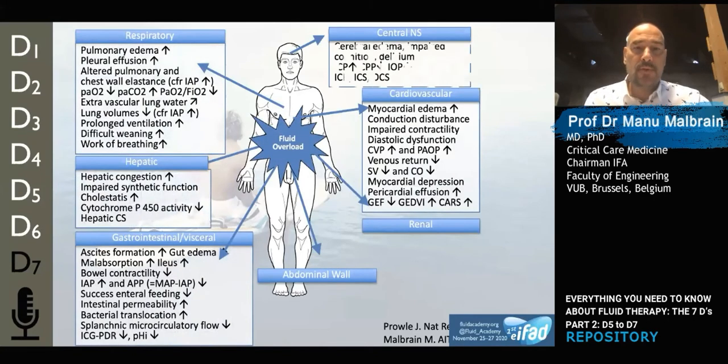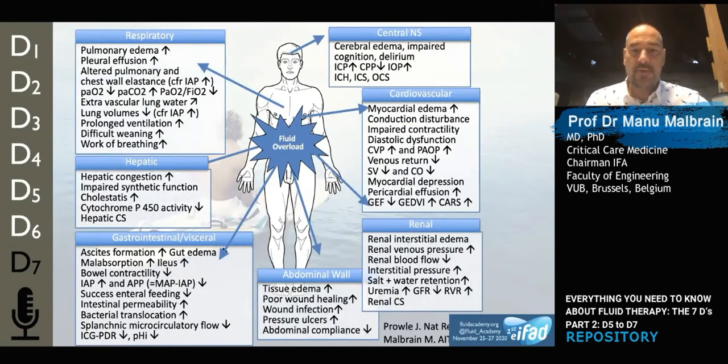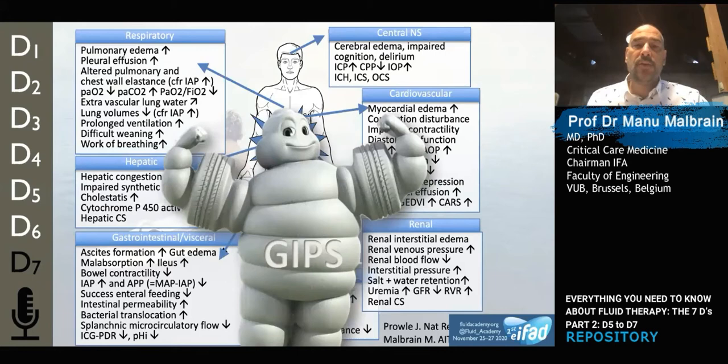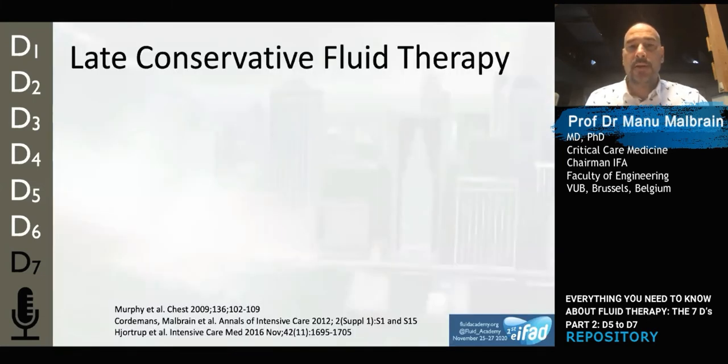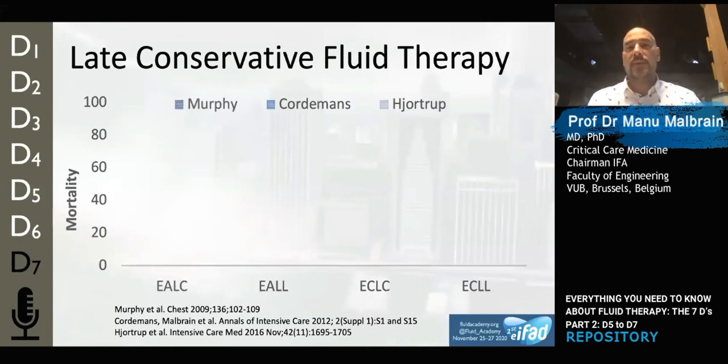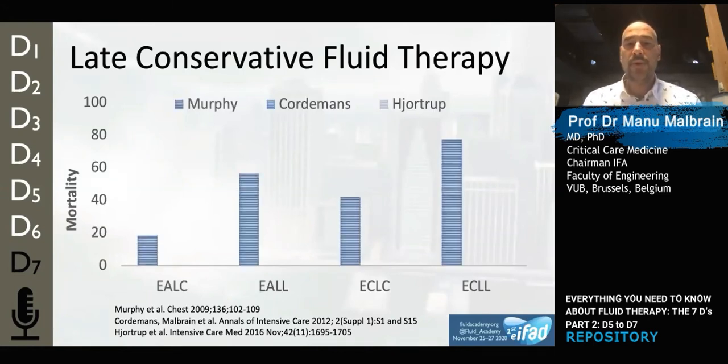Why is that? Because fluid overload on the outside mirrors fluid overload on the inside, and all the organs will be swollen. There will be venous congestion, so there will be forward and backward failure, and this will lead to multiple system organ failure and dysfunction and a global increased permeability syndrome, leading to further inflammation, hyperpermeability and fluid accumulation. So late conservative fluid therapy may be the way to go.